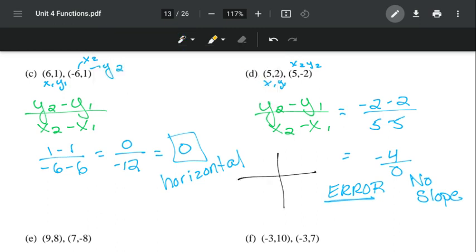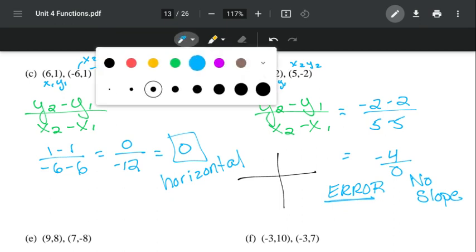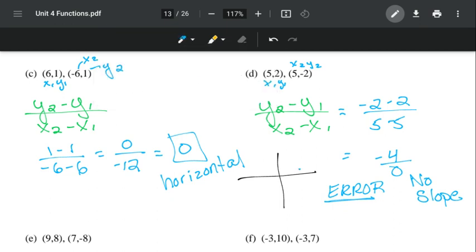And let me just explain real quick what that means. Here's our graph. If I sort of kind of plotted these points, so let's say I had 5, 2, and 5, -2, it makes a vertical line. Now, the reason this is a no slope is this guy right here is not a function. Nope, it fails the vertical line test. So in our function world, this part doesn't exist.